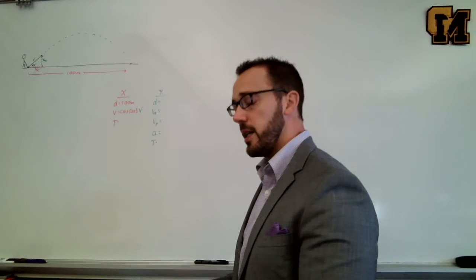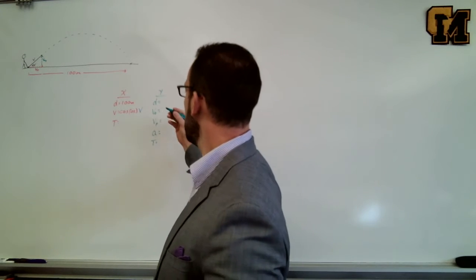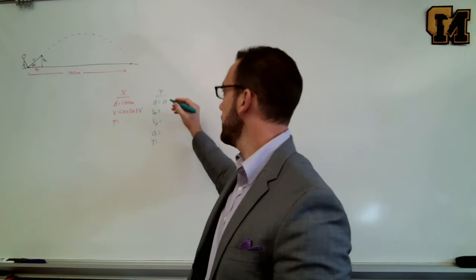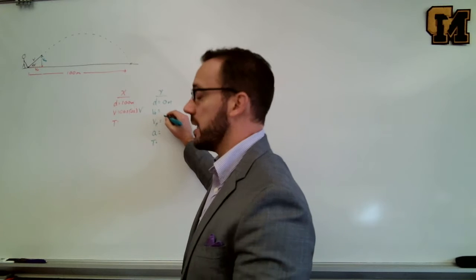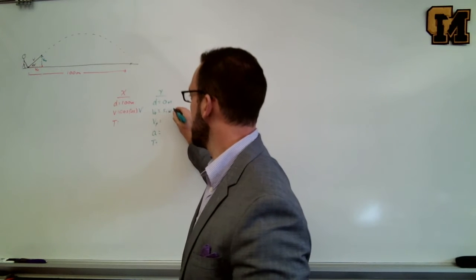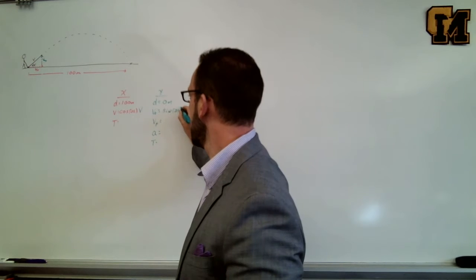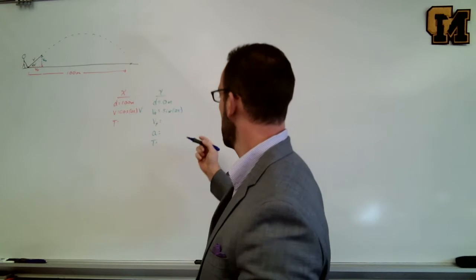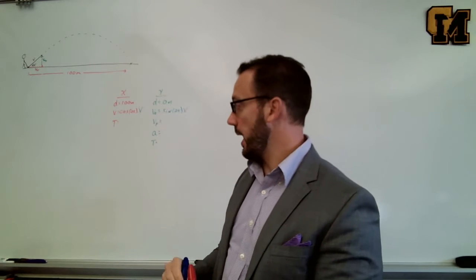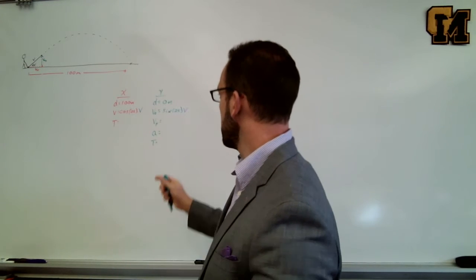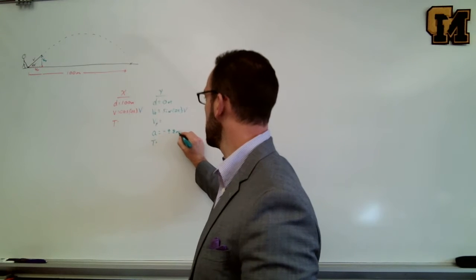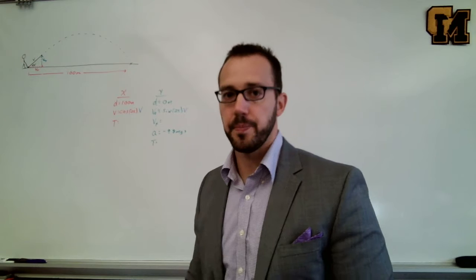In the green, the up and down, I know my displacement is going to be 0 because it's going to land at the same height that it was hit from. My initial velocity, I don't know what it is, but I know that if I was trying to find it, I would use the sine of the angle times the velocity, which is, again, what we're trying to get. Finishing this up in the y direction, we know the acceleration is negative 9.8 meters per second squared.